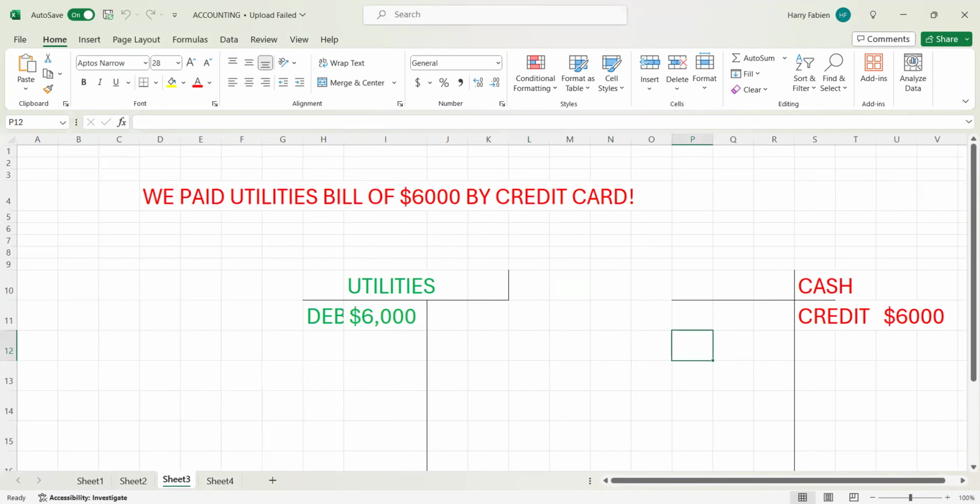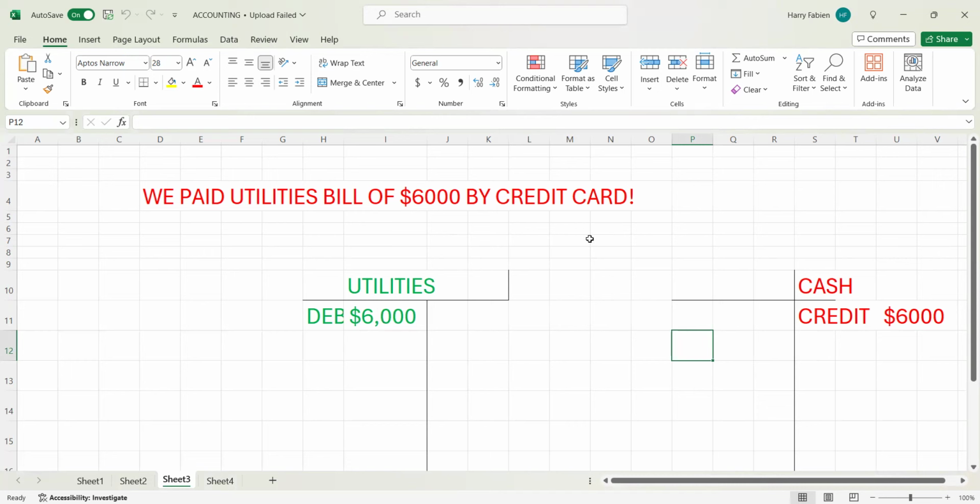Let's do number 3 so you get a better understanding. Let's say that we paid a utilities bill of $6,000 by credit card. How do you do that? Because you receive utilities, you put it on the debit side, $6,000. And then, paying by credit card, so cash, you create a ledger for cash, credit, because you use $6,000 from your capital.